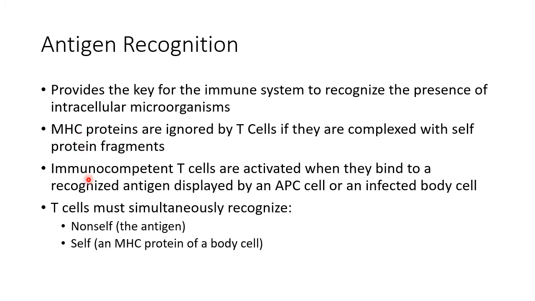And immunocompetent, those are the ones that have gone through the training. Immunocompetent T cells are activated when they bind to a recognized antigen that's displayed by an antigen-presenting cell or an infected body cell. So you have these cells that are called APC cells. They ingest something that's foreign, and then they put it up on their marker, and then they present it to B lymphocytes or T lymphocytes to let them know that there's a problem going on and that they should mount up a response against it.